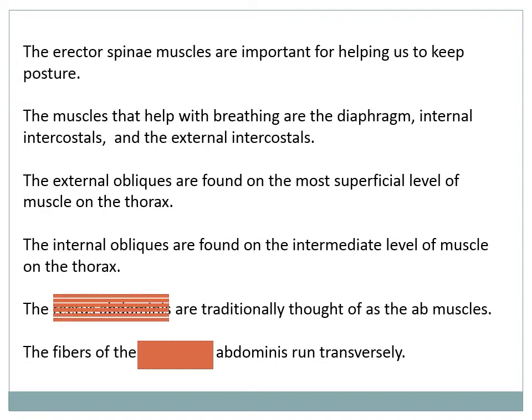The rectus abdominis muscles are traditionally thought of as those ab muscles. So rectus abdominis will give you that six-pack. And the fibers of our transverse abdominis run transversely. That's why they're called the transverse abdominis. Another way to help you remember the rectus abdominis is, when you want to get good abs, you have to get wrecked at the gym. All right, moving on.